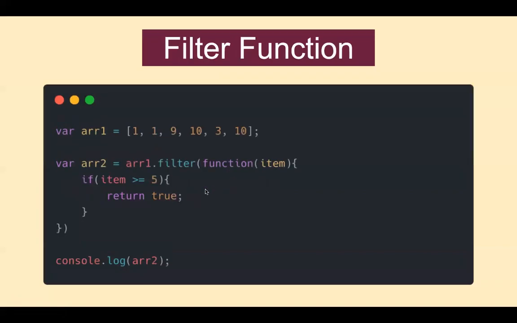Similarly, there is a filter function. Variable array1 is 1, 1, 9, 10, 3, 10. Variable array2 is array1.filter with a function that iterates over every item 1, 1, 9, 10, 3, 10. It says if item is greater than or equal to 5, return true. So basically it will filter out all those items from the array which are greater than 5. So the resultant array will be only 9, 10, 10.